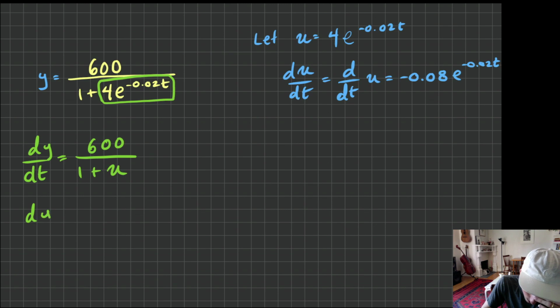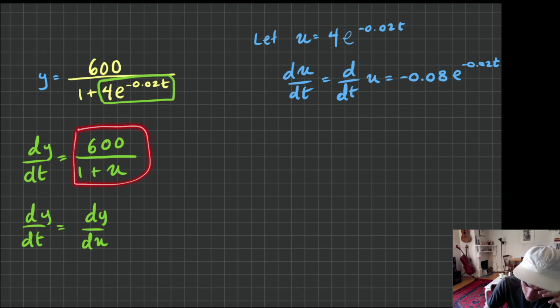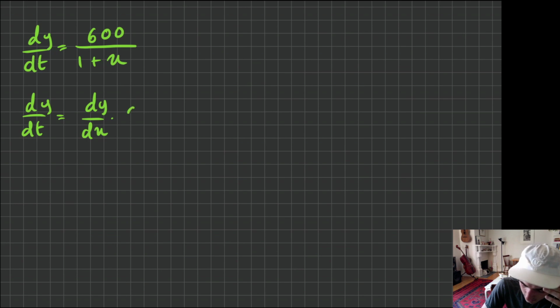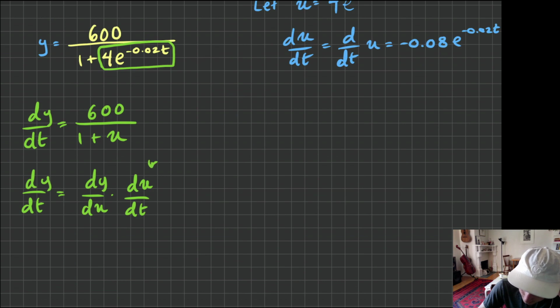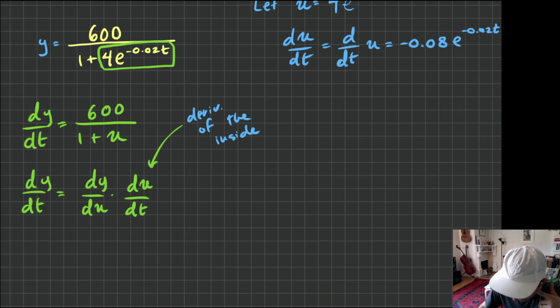So dy by dt is equal to dy by du, basically the derivative of this with respect to u, and then we use this fractional derivative notation, so I have to multiply by du by dt. Basically, think of it like the derivative of the inside. That's often what we refer to when we're using the chain rule. So this is the derivative of the inside, and that's exactly what we just calculated right here. That's du by dt, so that's why I wanted to calculate that first.